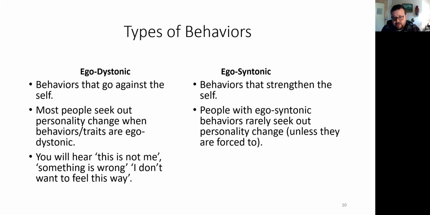Could also be, let's say you have a roommate who is doing behaviors that are annoying the crap out of you, but for them, there's some sort of benefit to it. And that conflict could result in them seeking out change, or it may not. But typically, ego syntonic behaviors are behaviors that strengthen the sense of self.